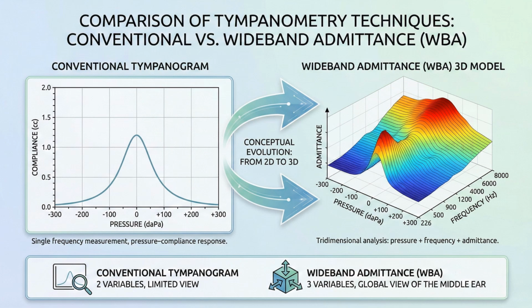Wideband admittance, or WBA, expands this idea. Instead of using a single tone, it measures how the middle ear responds to many frequencies at the same time. Because of this, we move from a simple 2D view to a 3D view that includes pressure, frequency, and admittance. This gives a more complete picture of middle ear function and can reveal information that conventional tympanometry may miss.